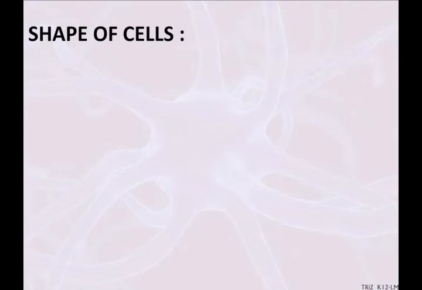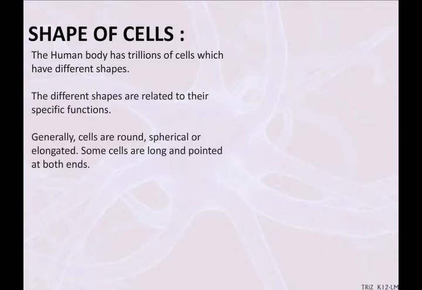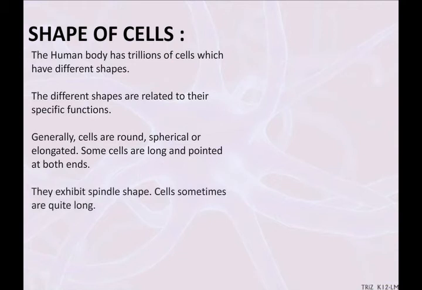Shape of cells. The human body has trillions of cells which have different shapes. The different shapes are related to their specific functions. Generally, cells are round, spherical or elongated. Some cells are long and pointed at both ends. They exhibit spindle shape. Cells sometimes are quite long. Some are branched like the nerve cell or a neuron.